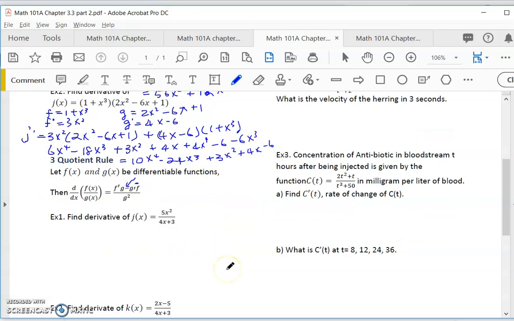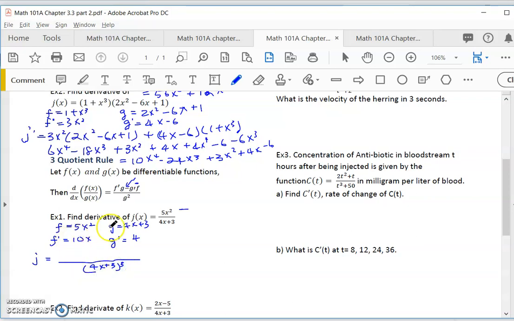So the first example we have 5x squared over 4x plus 3. So the first step is to define them. F equal to 5x squared. G equal to 4x plus 3. So do the derivatives: f prime equal to 10x. G prime equal to just 4 because this becomes 0 and 4x becomes 4. Now my j prime would be what? G squared. G is 4x plus 3, so just do 4x plus 3 squared.